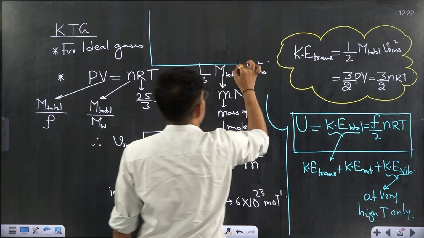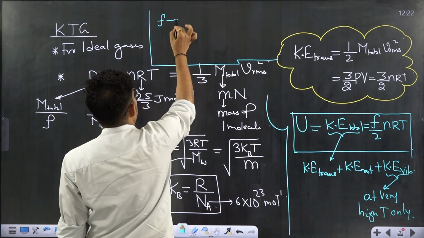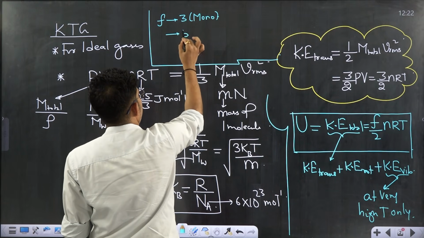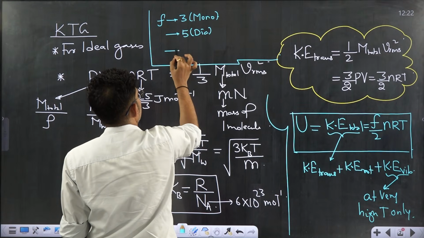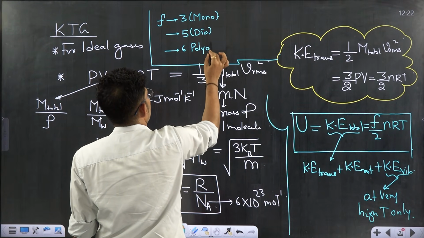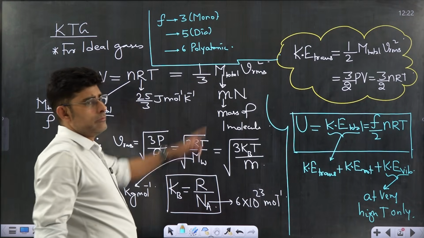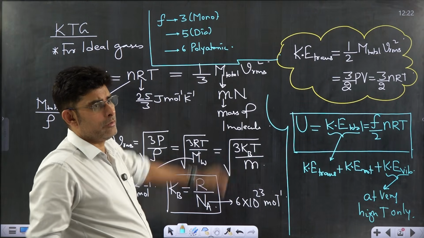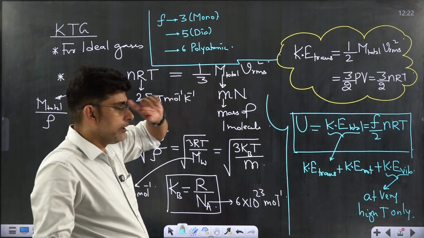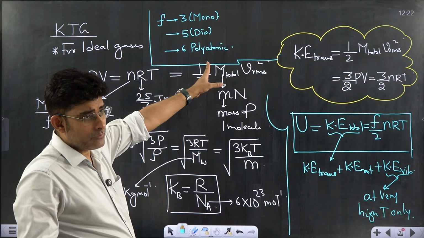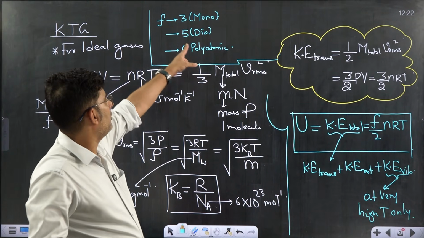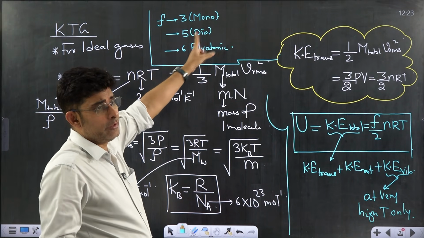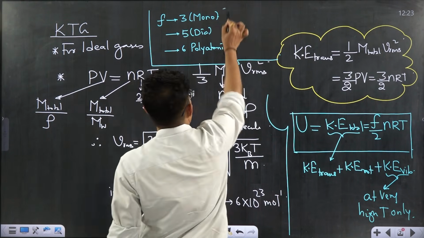If you talk of degrees of freedom, the f value is 3 for monoatomic, 5 for diatomic, and 6 for polyatomic. Linear polyatomic molecules, for example carbon dioxide, I'm very sorry for that, behave like diatomic only, so they will also have 5 degrees of freedom. So these are at normal temperatures.